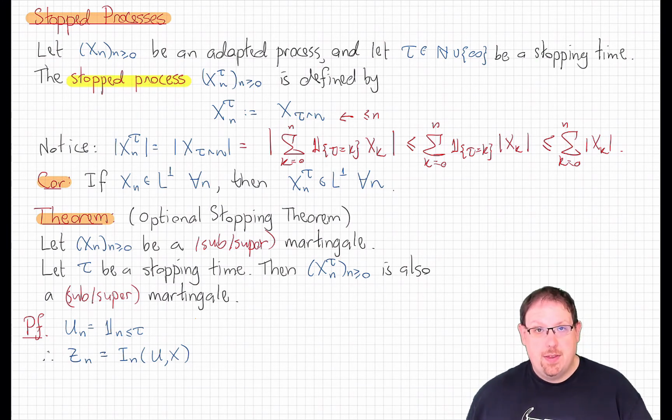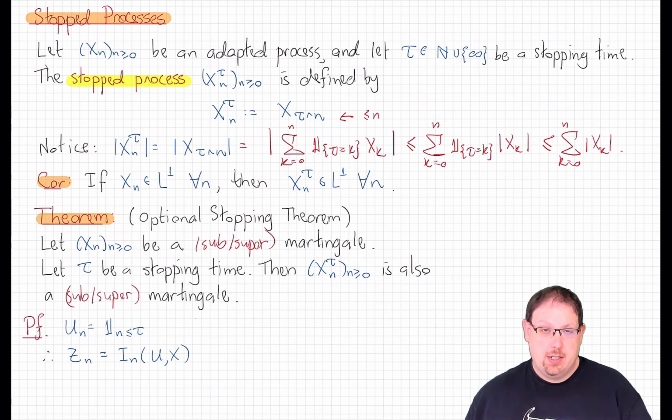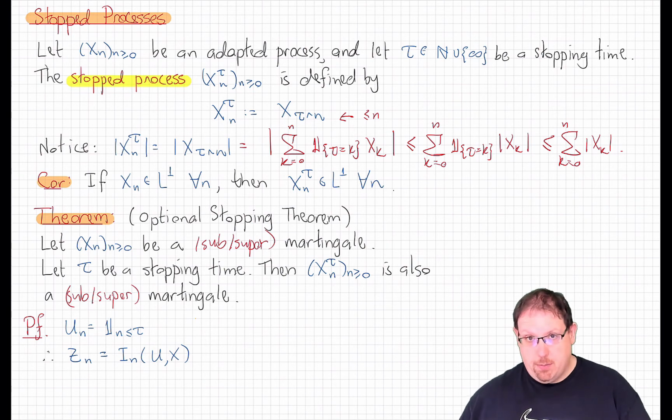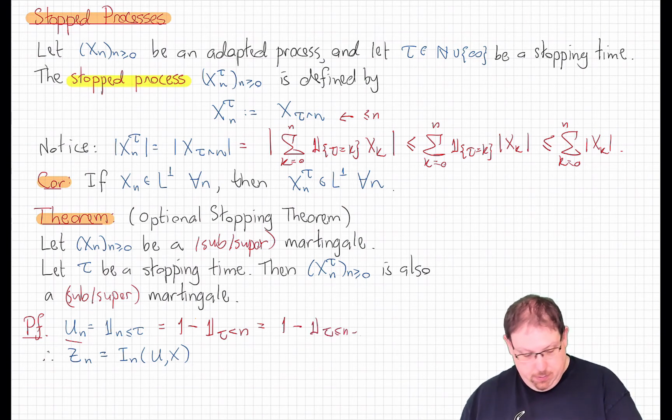We just need to verify that that is a predictable process in order for us to conclude that the stochastic integral is a martingale, or submartingale, or supermartingale, as the case may be, given that this is non-negative. Well, to see that it's predictable, we can just write this indicator as 1 minus the indicator of the event that tau is less than n. But in this discrete time context, the event that tau is less than n is the same as the event that tau is less than or equal to n minus 1. This is manifestly F_{n-1} measurable, and of course so is the constant 1. And therefore this is a predictable process.